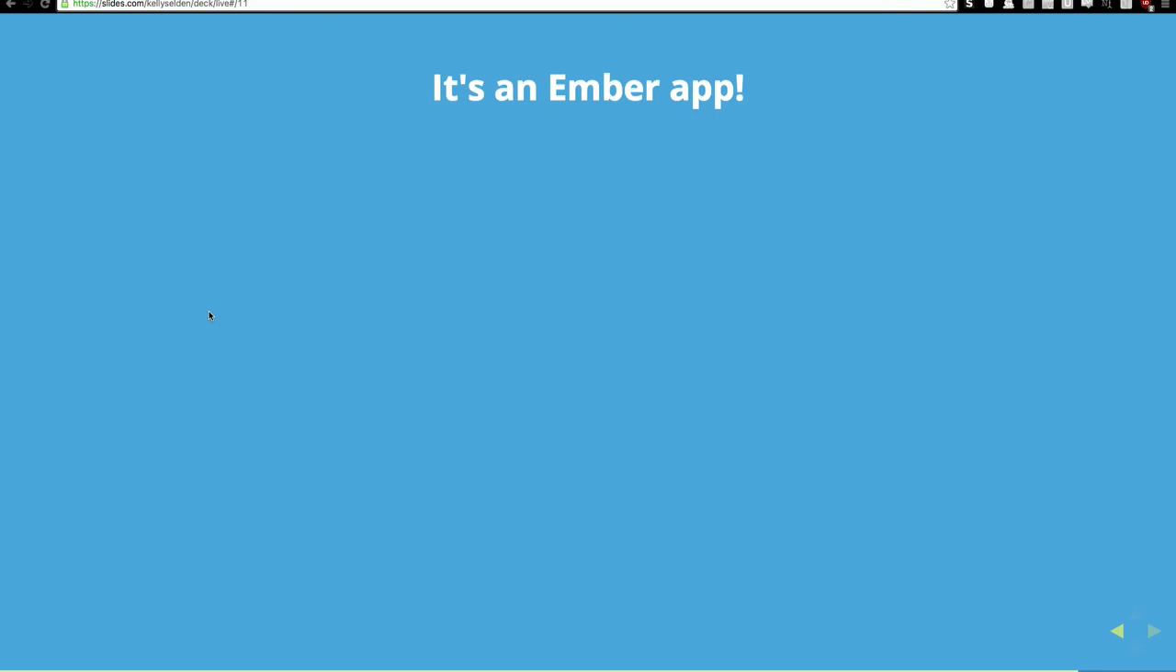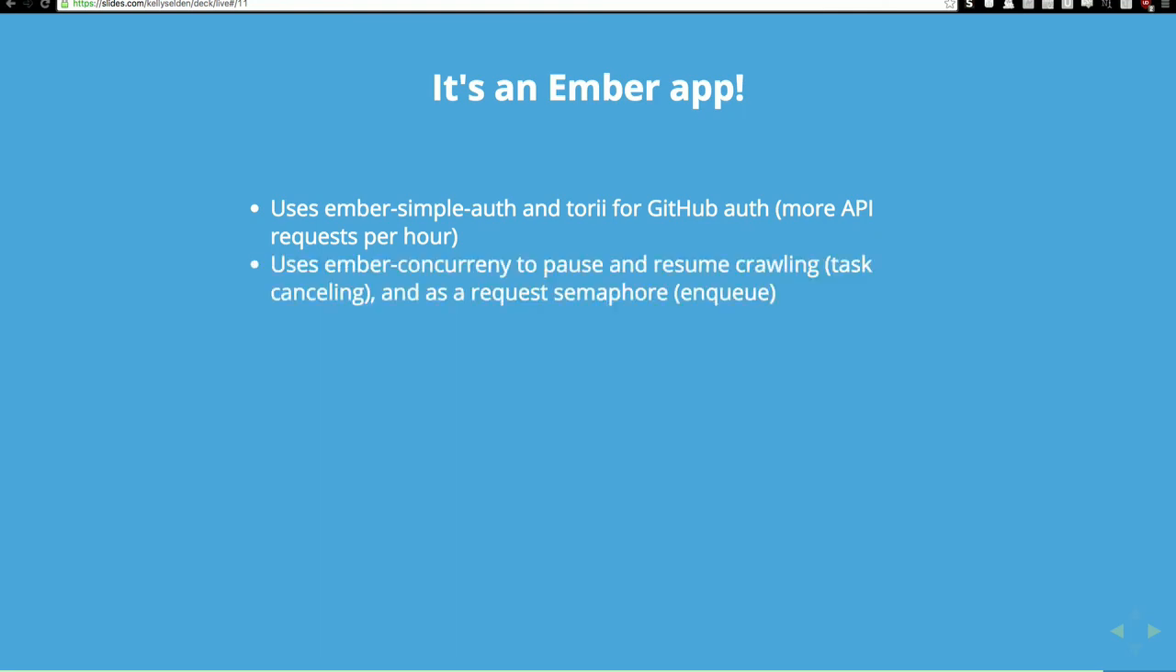Even if you don't think this app will help you in your day-to-day grind, it's an Ember app, so you can go check out the code if you want. It uses Ember Simple Auth and Torii for the GitHub auth to get your 60 requests up to 5,000. It uses Ember Concurrency to pause and resume crawling if you want to, using task cancellation. And also uses it as a request semaphore, uses the enqueue modifier so that you're not making duplicate requests, because believe it or not, you have a lot of duplicate dependencies in your tree.